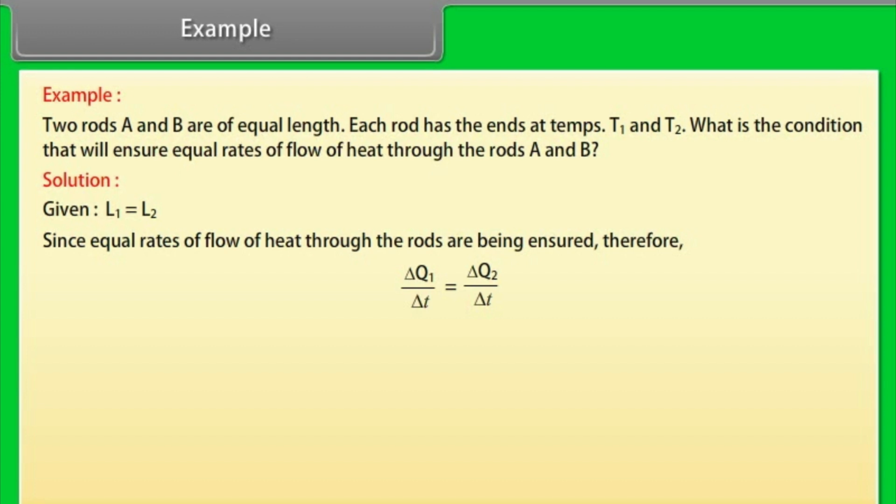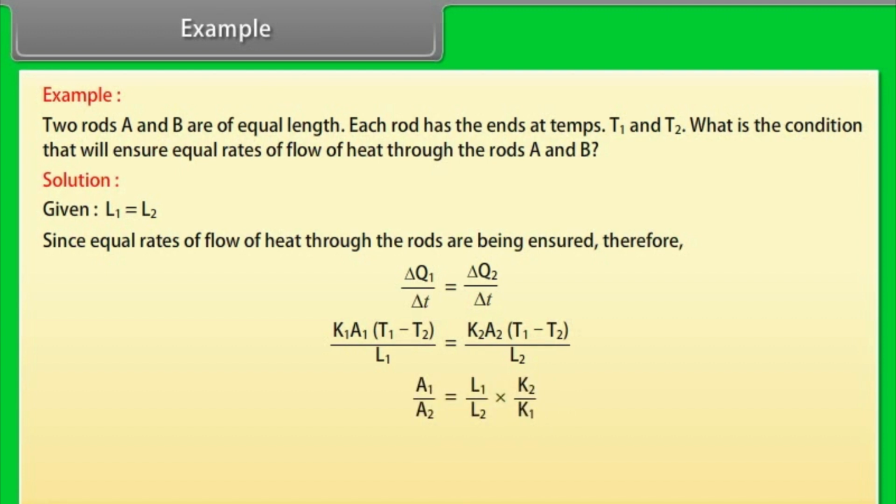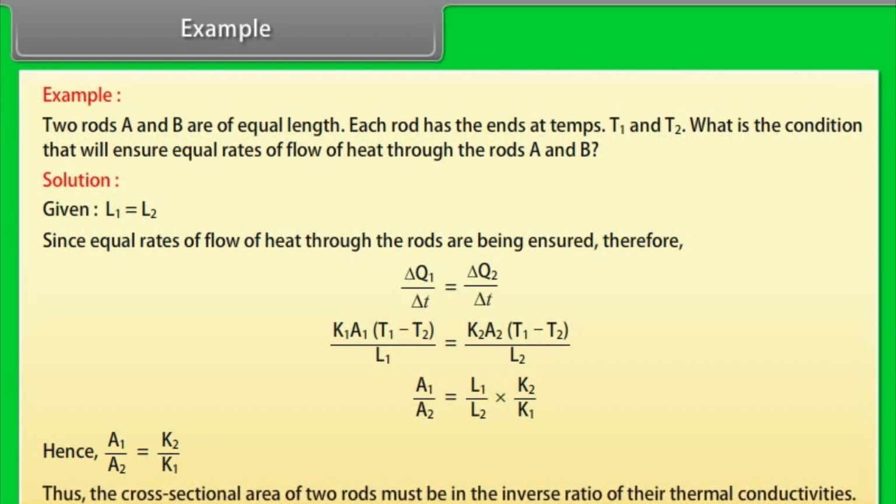On solving the expression, we get A1 by A2 is equal to L1 by L2 into K2 by K1. Hence, A1 by A2 is equal to K2 by K1. Thus, the cross-sectional areas of the two rods must be in the inverse ratio of their thermal conductivities.